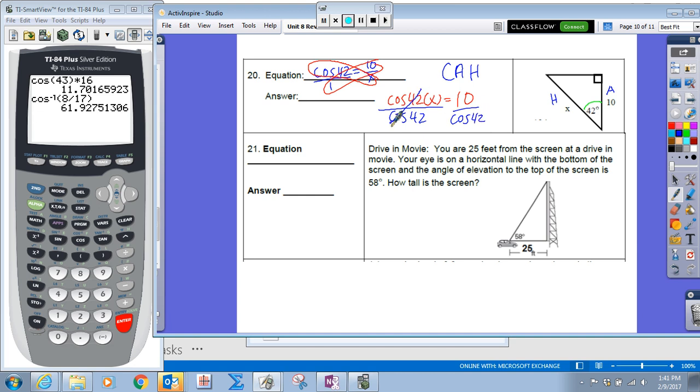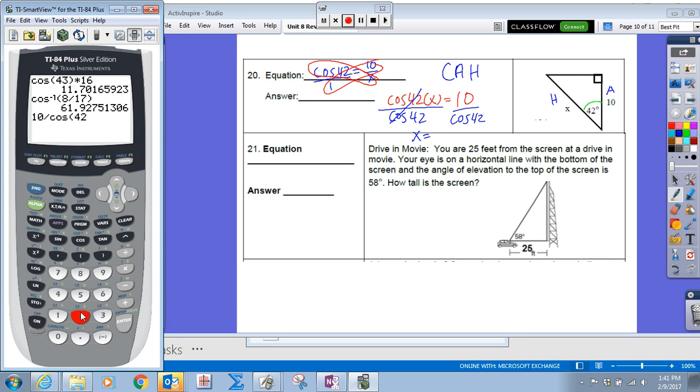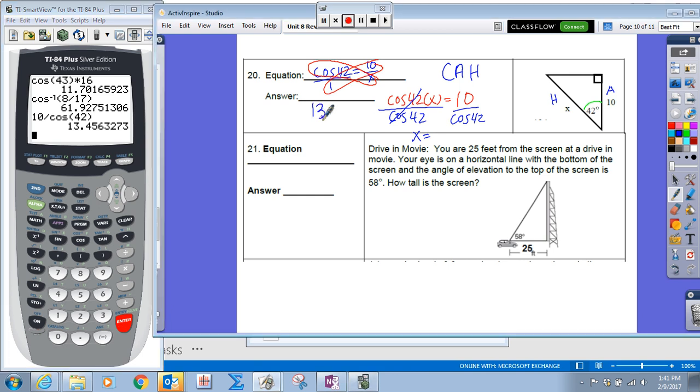This crosses out on that side, so x would equal, and then you put that in your calculator, 10 divided by the cosine of 42. Close your parentheses and hit enter. So that would round to just 13. So this hypotenuse is 13, which makes sense because the hypotenuse should be bigger than our other side of 10.